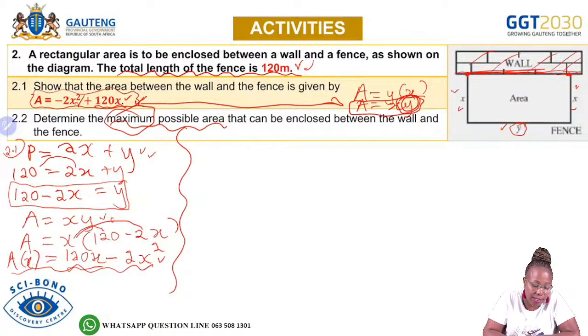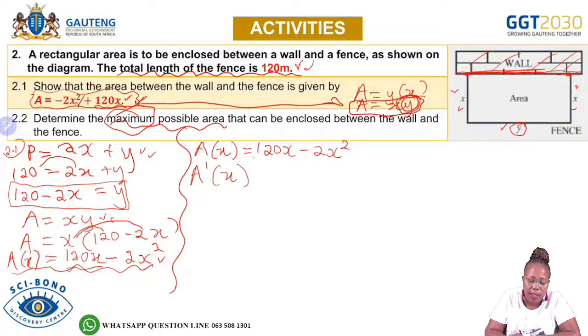We are looking at the derivative of this area formula we have just calculated in 3.1: 120x minus 2x squared. So we derive that in terms of x. That means if x is to the power 1, we take the coefficient as the derivative, that is 120. And then the next one, we need to apply the rule. 2 times minus 2 is minus 4x.